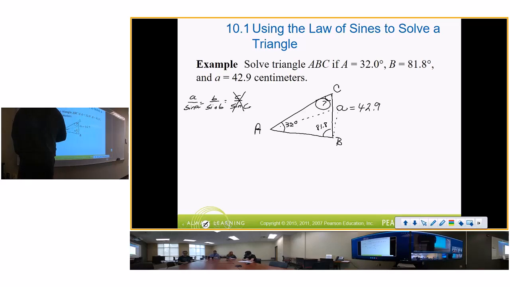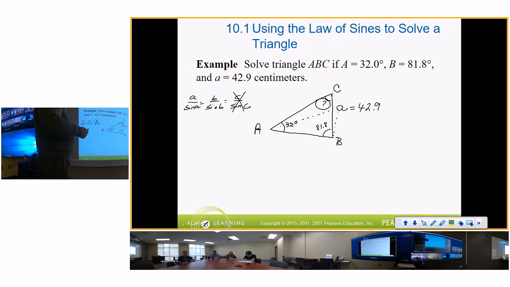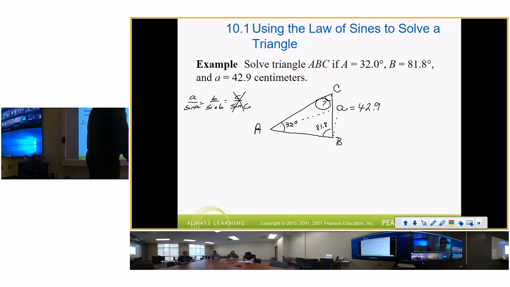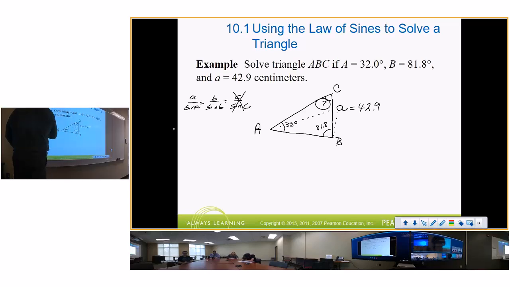Now you could go through and say 32 plus 81.8 is 113.8, and then 113.8 from 180 is going to be 66.2. Okay, so you know that's going to be 66.2. You could do that. But we want to use sine: A is 42.9 over sine of 32 is equal to B over sine of 81.8.